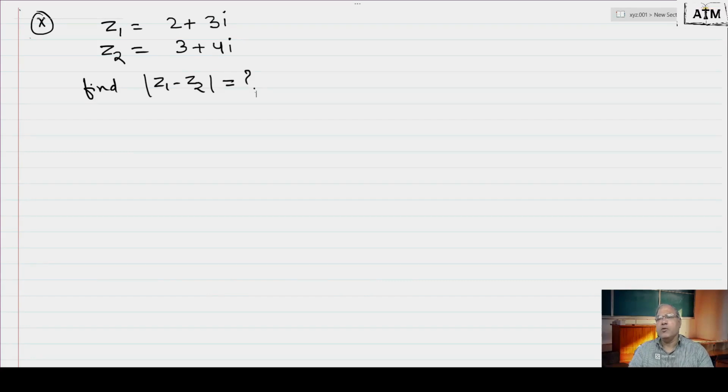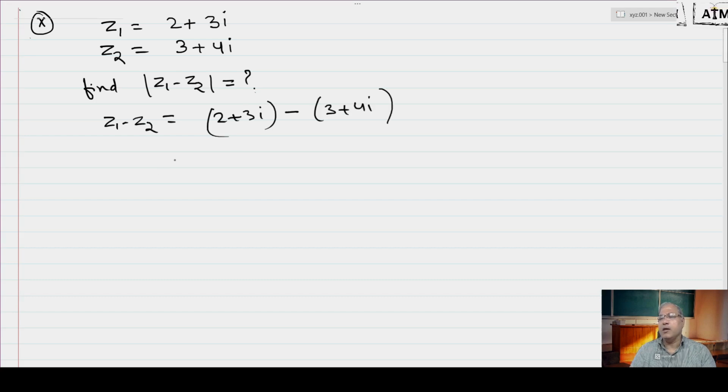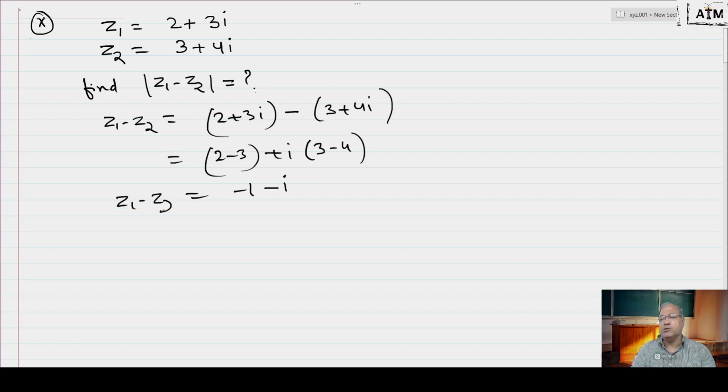If z1 equals 2 plus 3i and z2 equals 3 plus 4i, find the modulus of z1 minus z2. So z1 minus z2 equals 2 plus 3i minus (3 plus 4i), which equals (2 minus 3) plus i(3 minus 4), which equals minus 1 minus i. That is z1 minus z2.